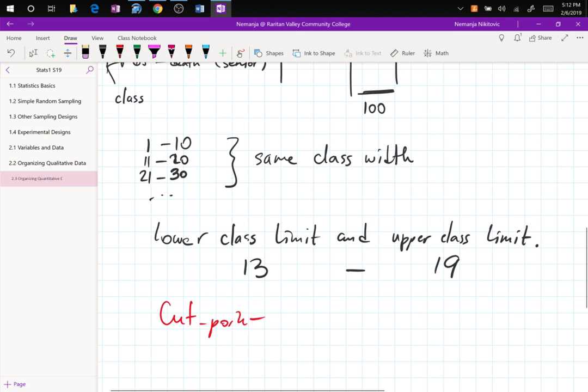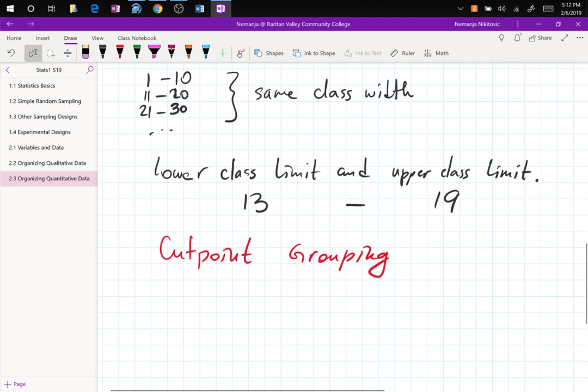Actually, there's no hyphen, just cut point. So cut point grouping. Weight categories for boxing, right? You don't want someone who's extremely light to go against someone who's extremely heavy. That's not fair, even though it would be funny to watch.